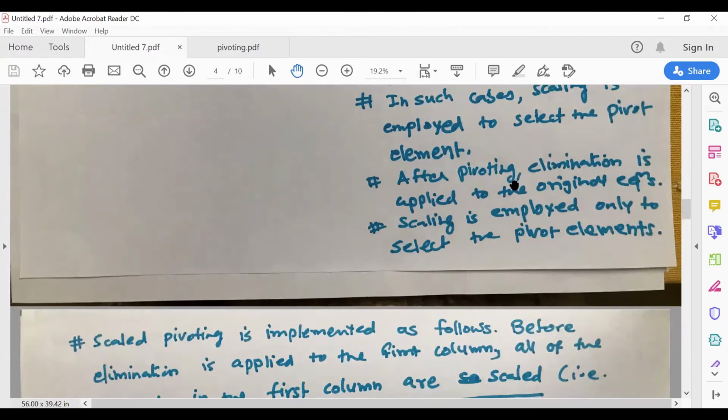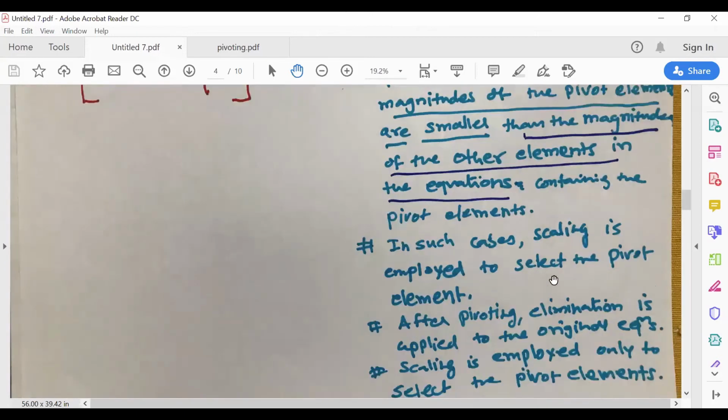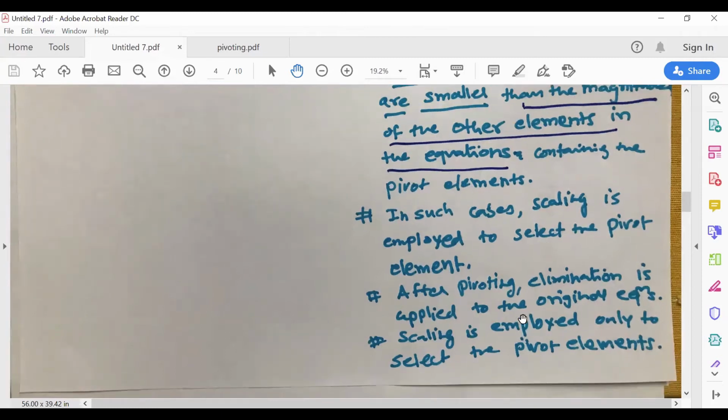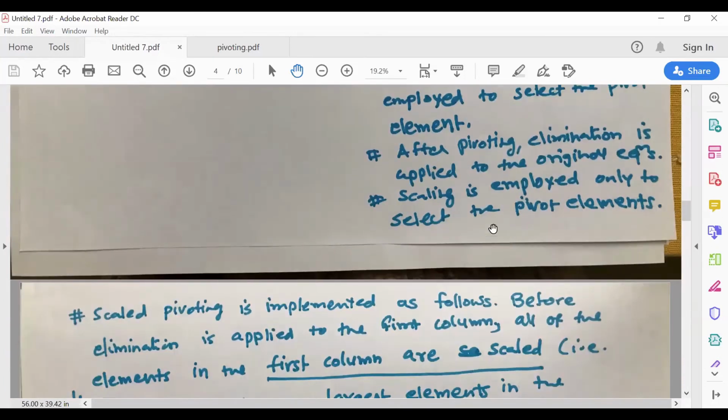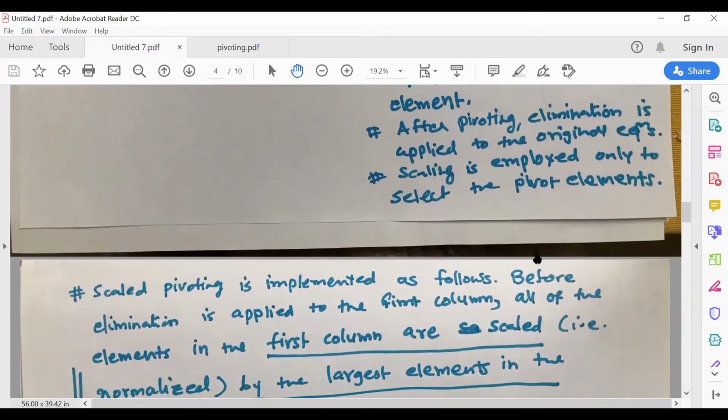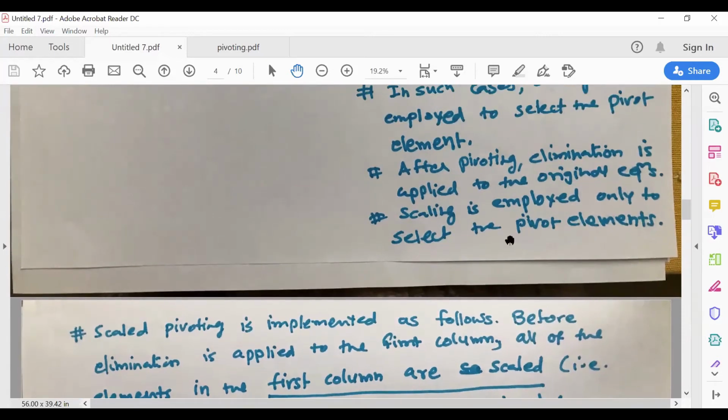I'll just read out: after pivoting, elimination is applied to the original equation. Pivoting will be applied after scaling. Scaling is employed only to select the pivot elements. Scaling is the procedure which will help us in choosing the pivot elements, nothing else. And even the pivot element we are using only for interchanging rows and columns. There is nothing else that we are doing with our elimination process.